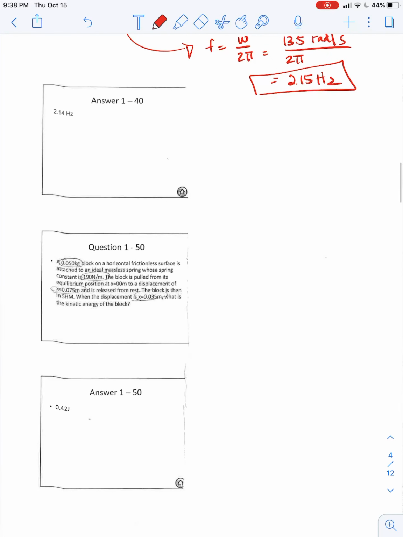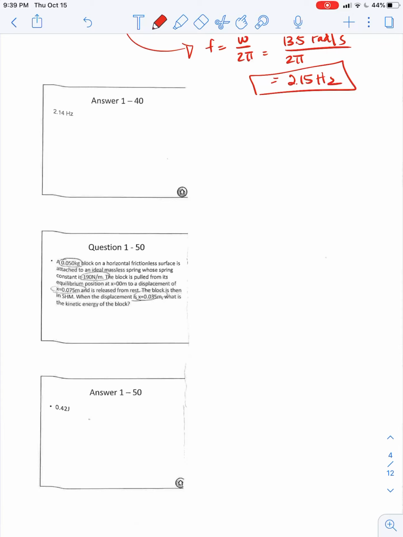All right, last one in this section, and then I'll probably stop this video and have to start another one. So for this one, it says that a 0.05 kilogram block on a horizontal frictionless surface is attached to an ideal massless spring whose spring constant is 190 newtons per meter. The block is pulled from its equilibrium position 0 meters to a displacement of 0.075 and released from rest. And the block is then in simple harmonic motion. When the displacement is 0.035, what's the kinetic energy of the block?